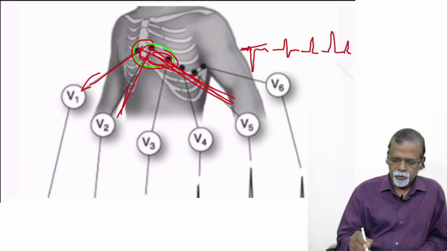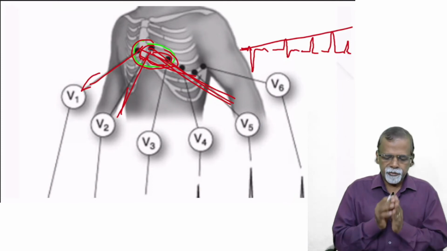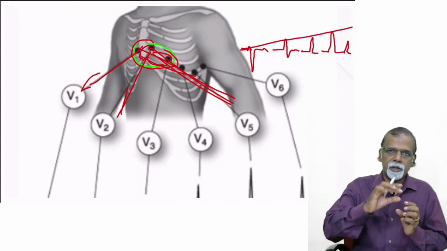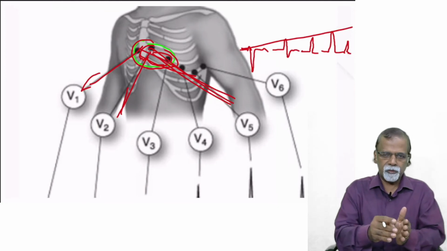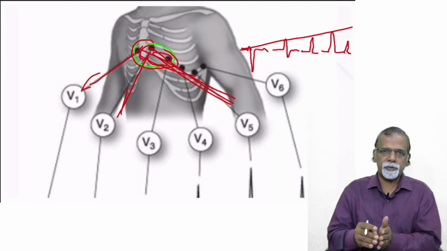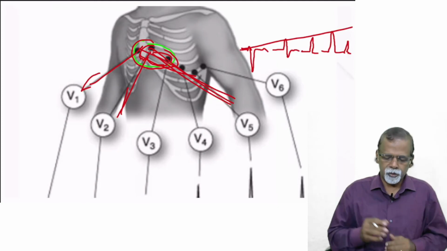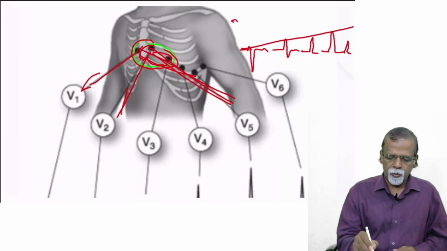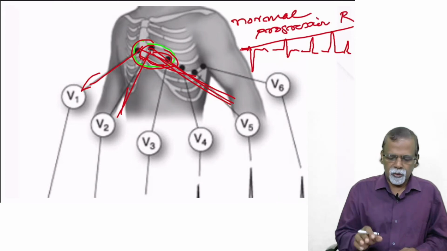This is what is called the normal progression of the R wave. So in the chest leads, from V1 onwards, the R wave height gradually increases. By the time it reaches V3 and V4, most of the force is in the direction of these leads, and a predominantly negative deflection will become positive. This is called the normal progression of the R wave. This is something which you should always check.